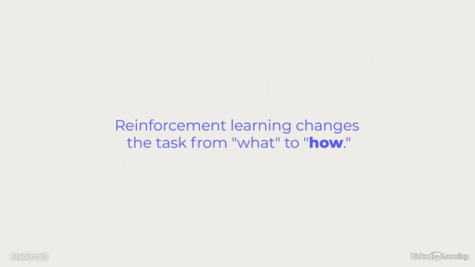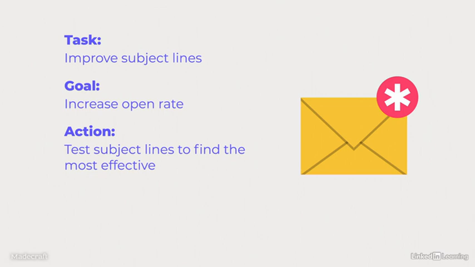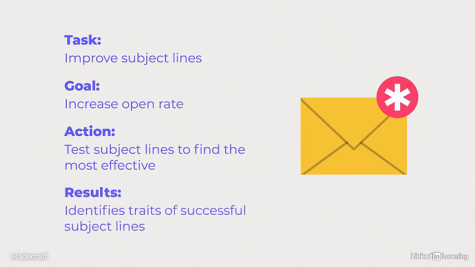Another example. The goal? Get more people to open the email. The task? Improve email subject lines. The action? Test a variety of email subject lines to find the most effective. The algorithm starts sending out emails with your example subject lines and keeps track of which get opened and which patterns in the successful subject lines are the best and have the most in common.